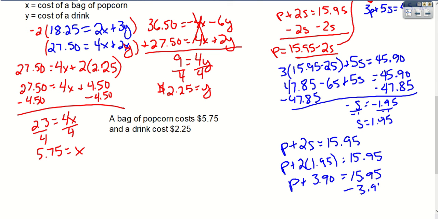Subtract the 3.90 from both sides, and we got ourselves a pizza. And that's $12 and then 5 cents. And so make sure you state that as a little statement for ourselves. Cost of pizza is $12.05, and then we're good to go. All right.